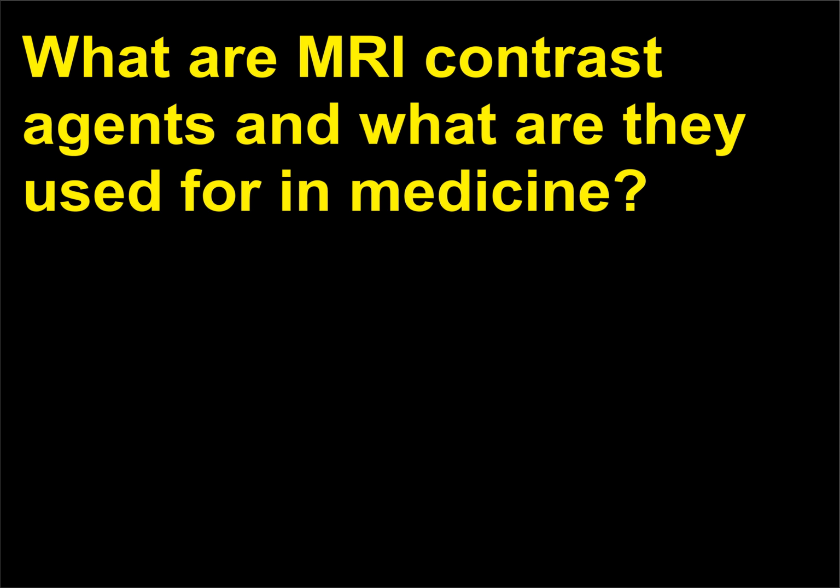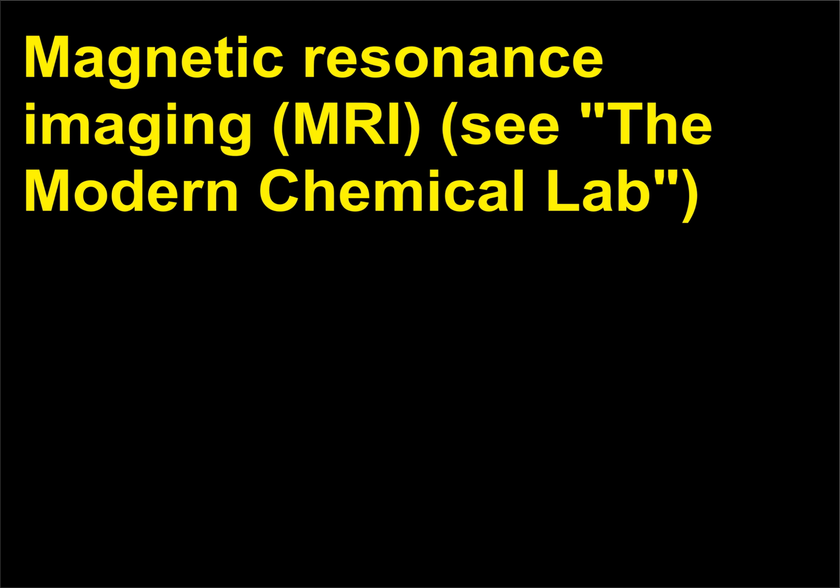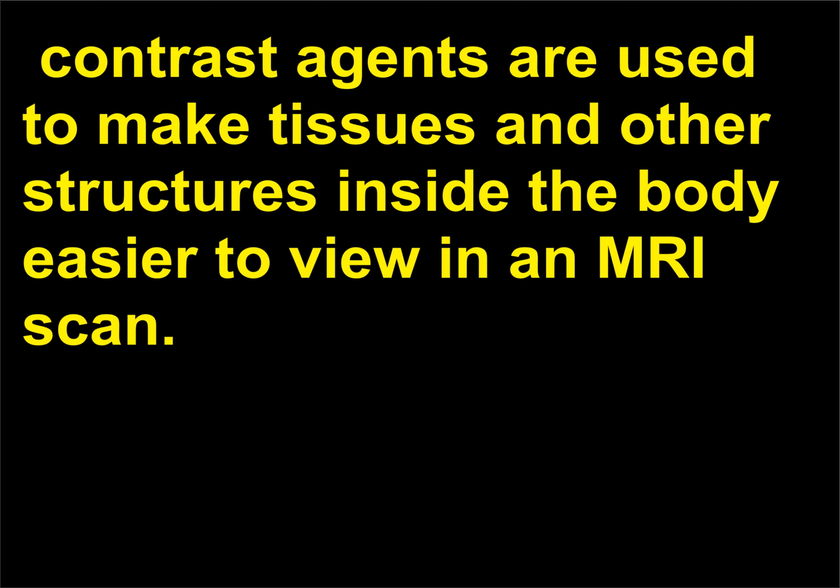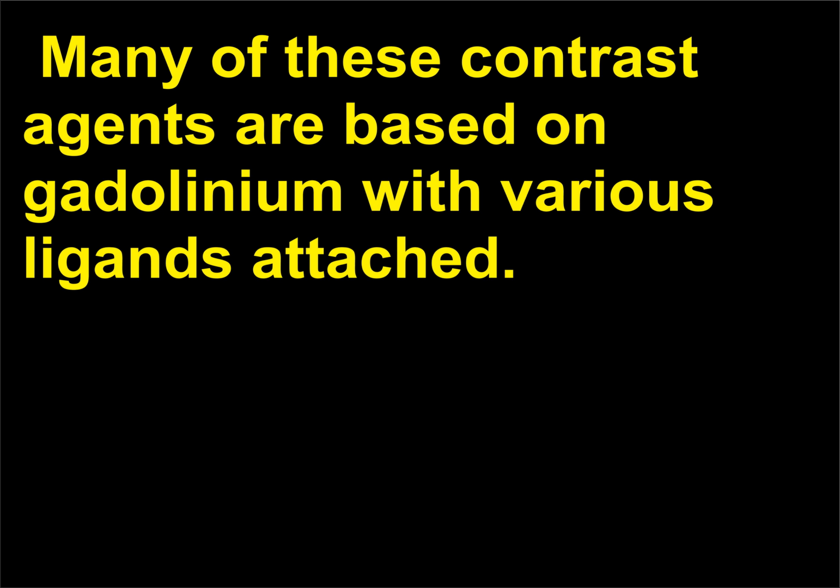What are MRI contrast agents and what are they used for in medicine? Magnetic resonance imaging, MRI, see the modern chemical lab. Contrast agents are used to make tissues and other structures inside the body easier to view in an MRI scan. Many of these contrast agents are based on gadolinium with various ligands attached.